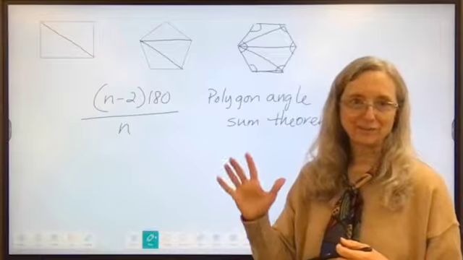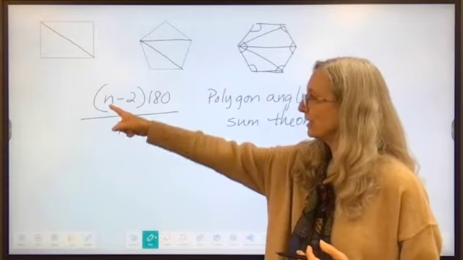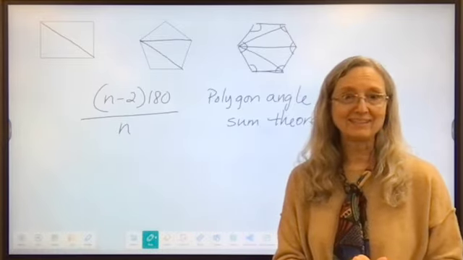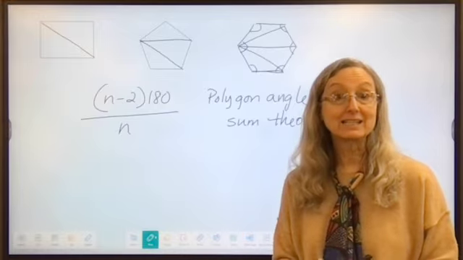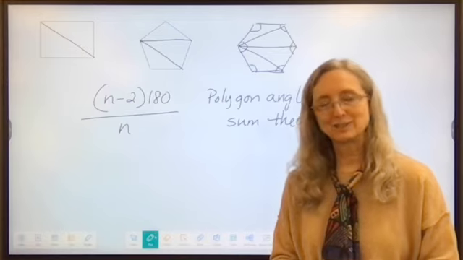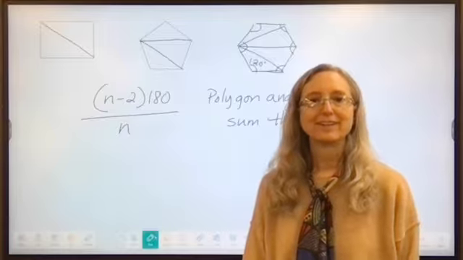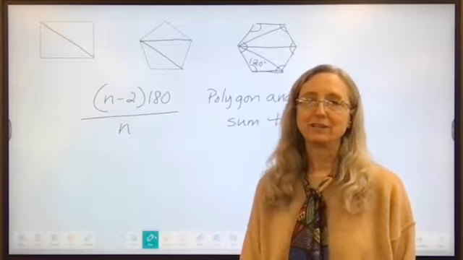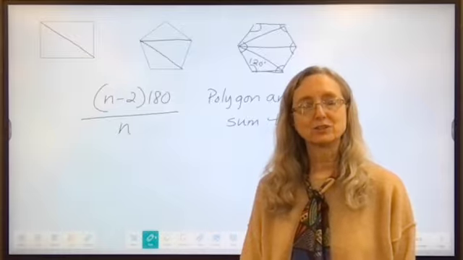A 6-sided figure has 6 angles, a 5-sided figure has 5 angles, a 4-sided figure has 4 angles, etc. So by whatever that number is, you divide it by that. In this case, it would be 720 divided by 6. That gives you the measure of the interior angle. So we just figured out that the measure of an interior angle in a regular hexagon is 120 degrees.